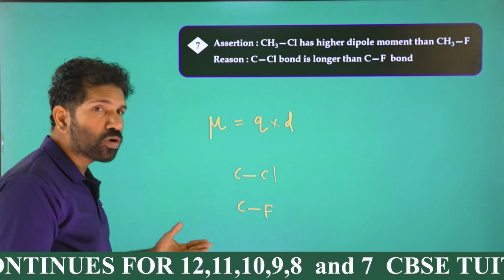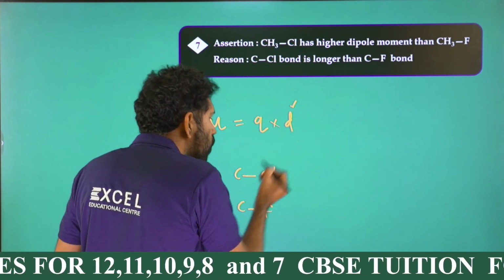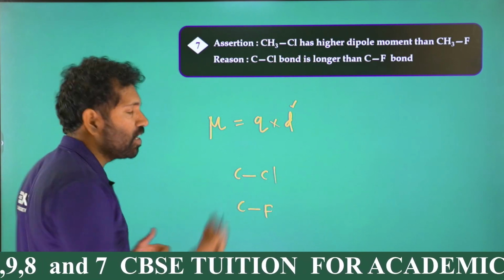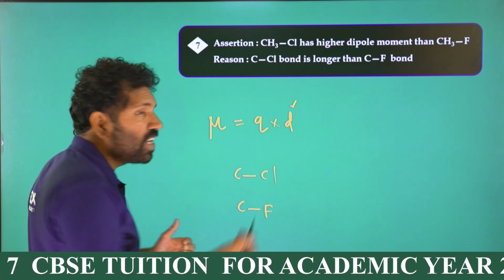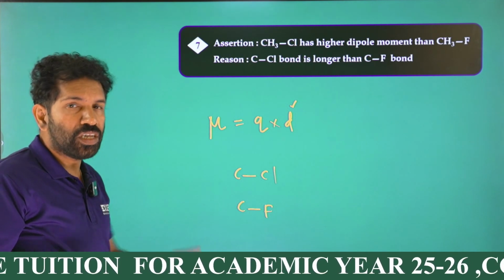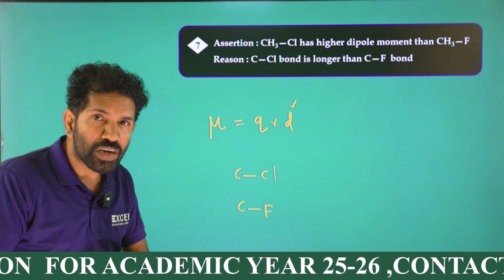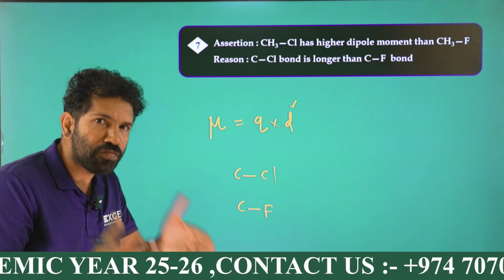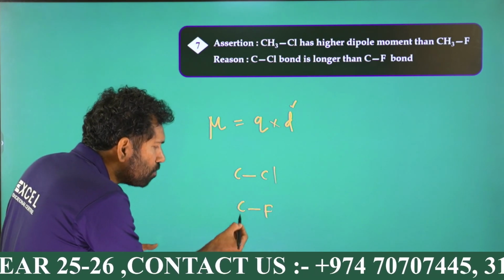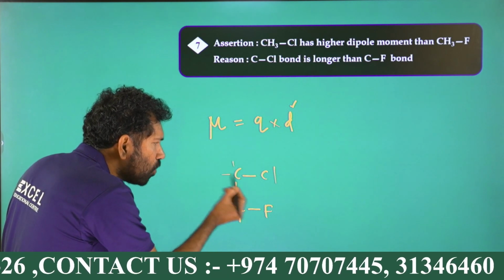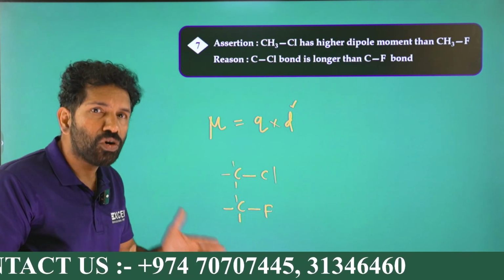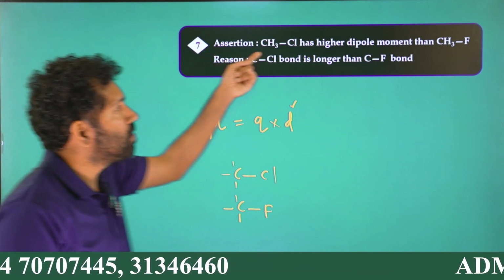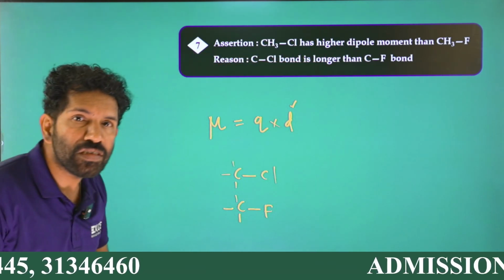Bond length more means the distance between two atoms will be more. Because of the higher bond length, we can say CH3Cl has higher dipole moment. Then you may ask one question: what about the charge? Even though the charge is slightly more in the C-F bond, the electronegativity difference between carbon and fluorine is a little more than that of carbon and chlorine. But no matter, the bond length is more. Because of the longer bond length, CH3Cl has higher dipole moment than CH3F.